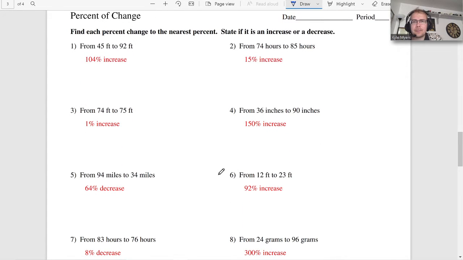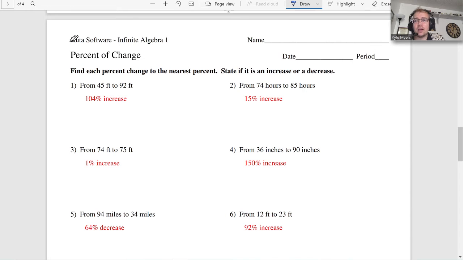By the way, every one of these Kuta worksheets, when it says Kuta, K-U-T-A, that means that it has the answers in it. So every one of those worksheets has the answers in it. If you're given a worksheet and it's by Kuta Software, then the answers are there. I wouldn't just put the answers and be done with it. I would figure out how to actually do it. But in order to check to make sure you're on the right track, it's helpful to know what the answers are. So the first answer should be 104, and it's an increase, 15, and an increase here, and so on.